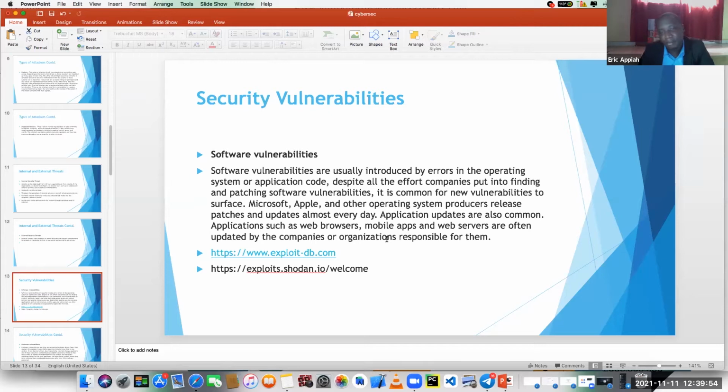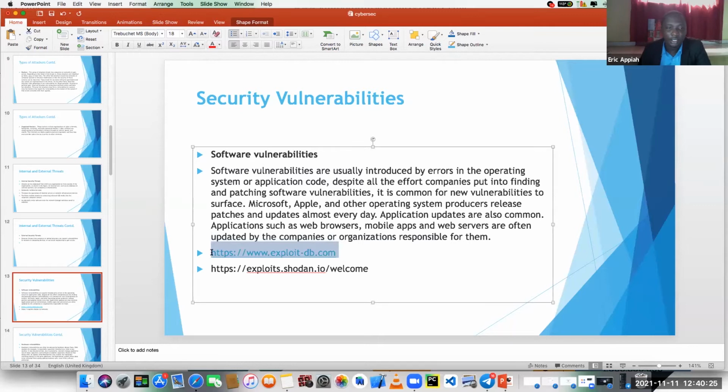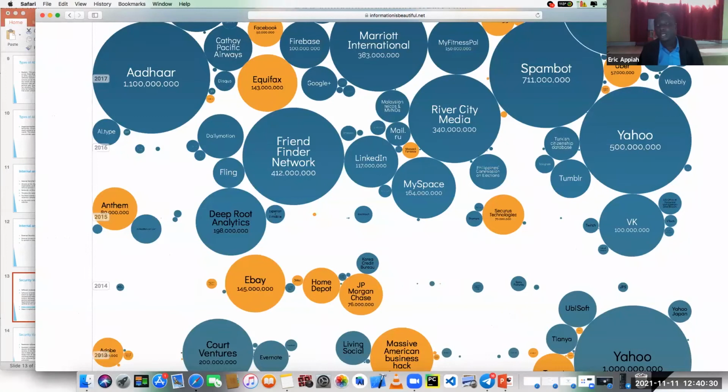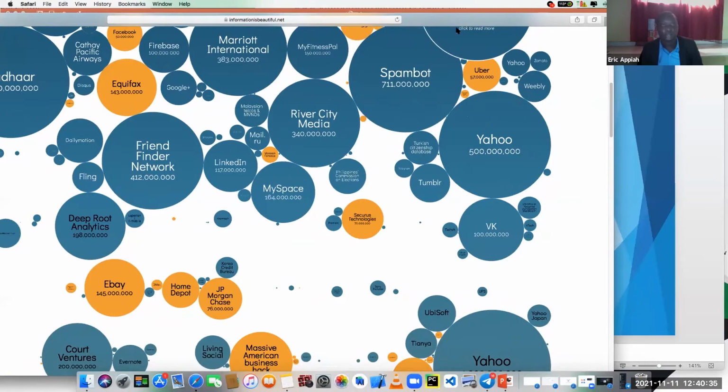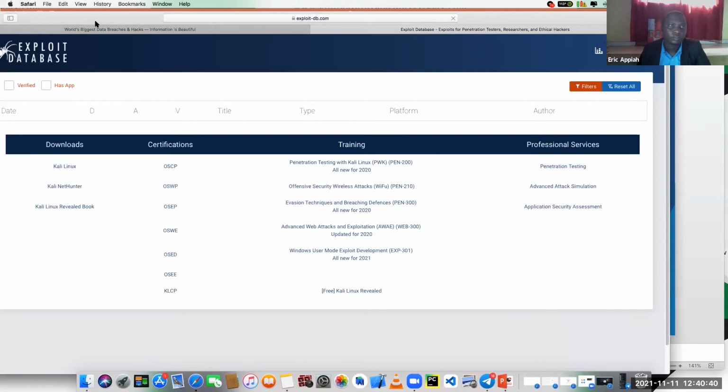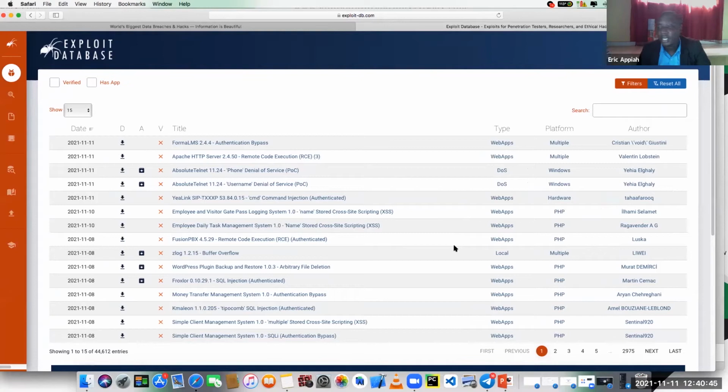Because it is important that they patch those vulnerabilities. So there is a database that is dedicated to all vulnerabilities that are found and reported. Okay, so you can go to exploit-db.com, and then, so this is the database. As you can see, this is the database of all vulnerabilities.